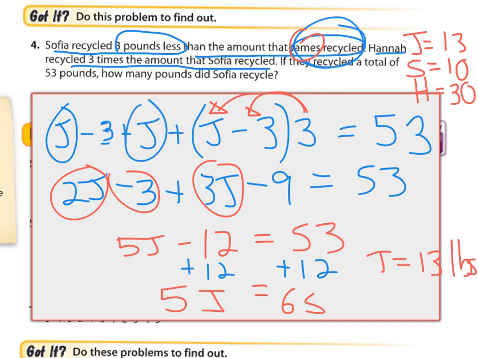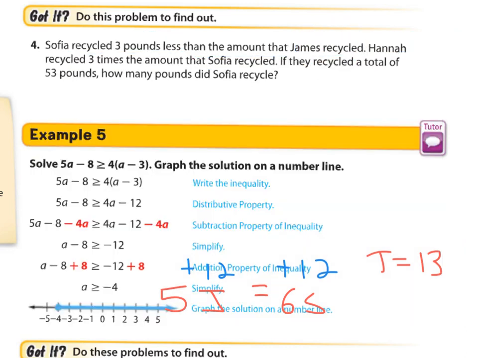Okay, everybody. Now let's go look at our last example. And by the way, I did not answer the question, so I should answer the question. It's asking how many pounds did Sophia recycle? Well, we already established that Sophia recycled 10 pounds, right? Because James recycled 13 and Hannah recycled 30. So Sophia recycled 10 pounds.